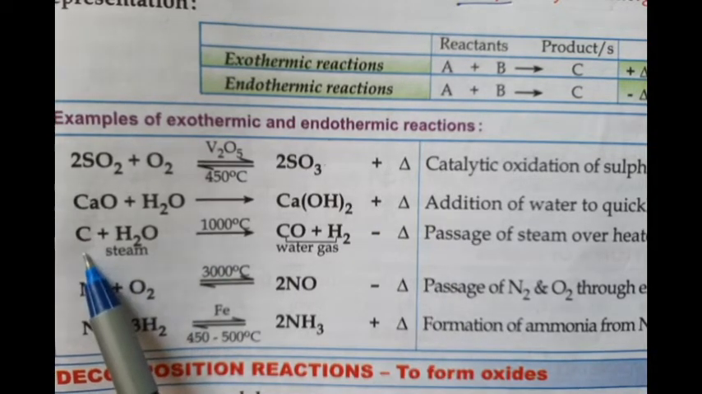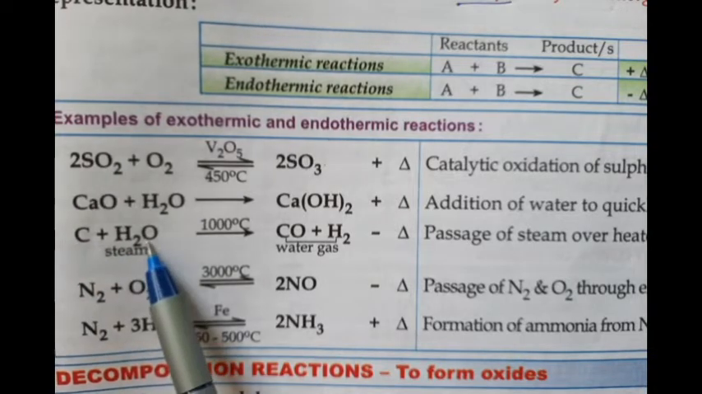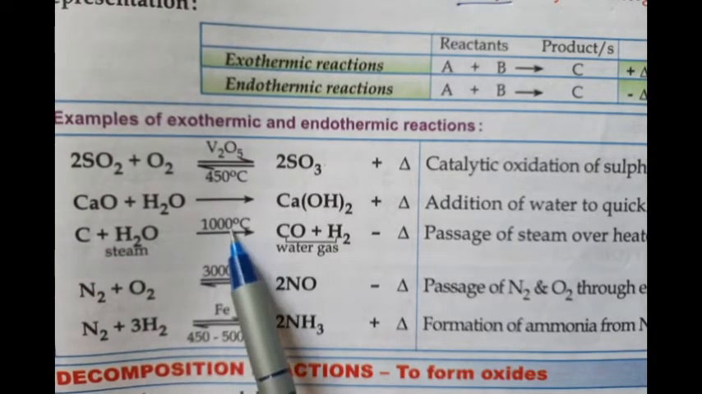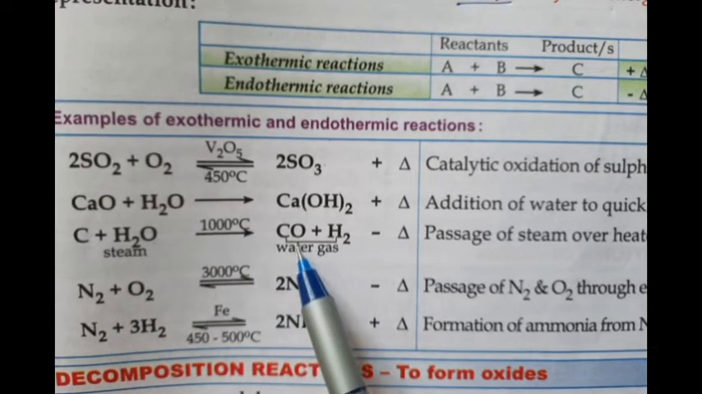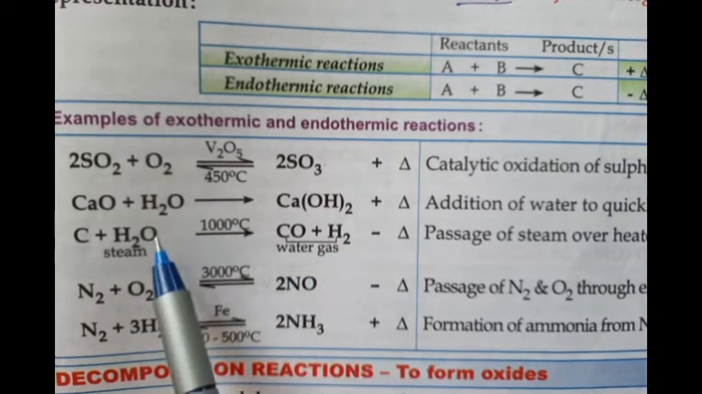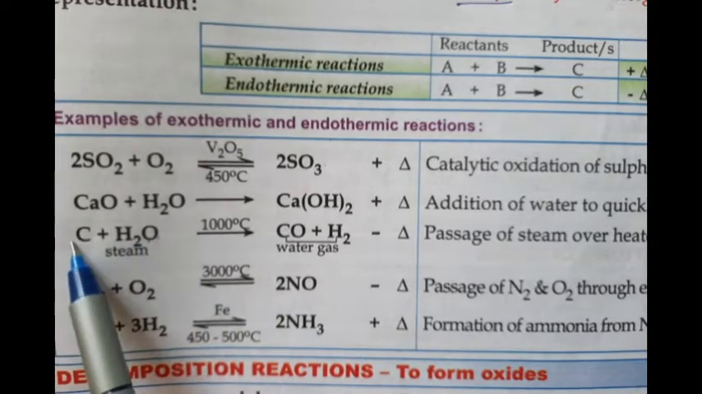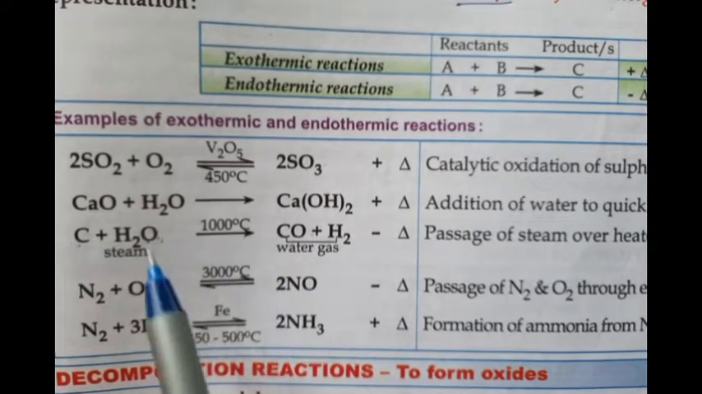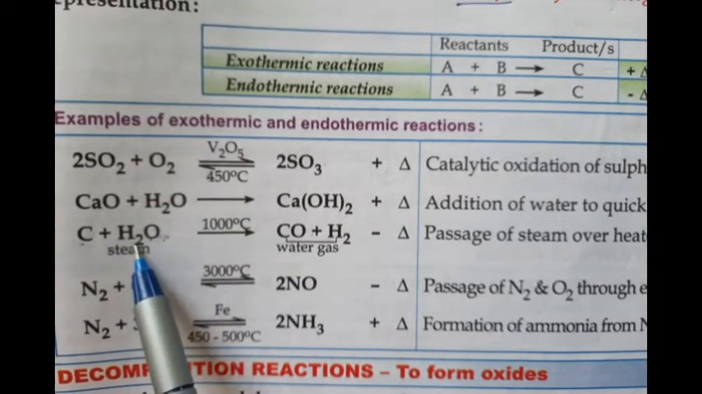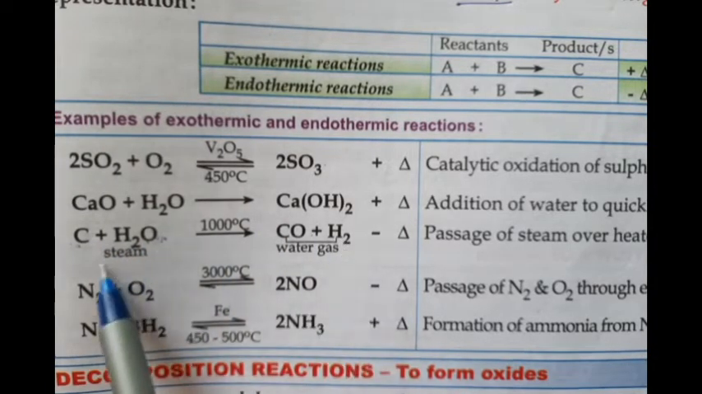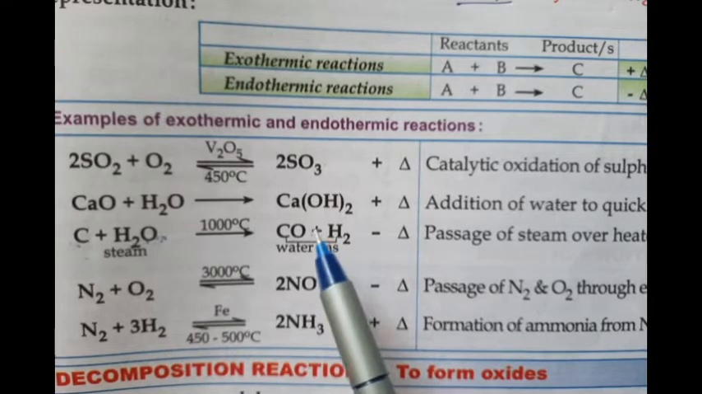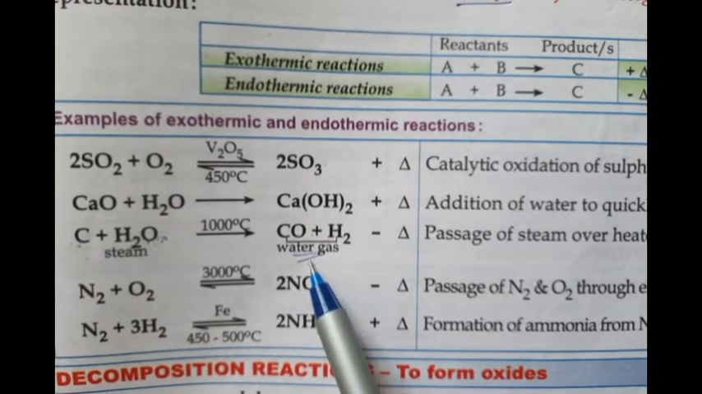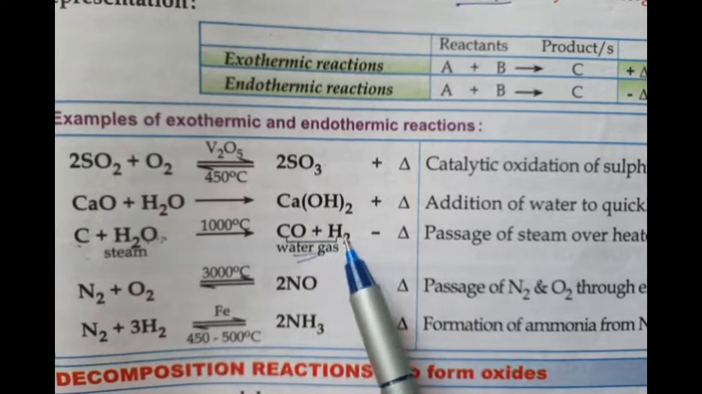Whereas when coke, that is carbon, reacts with steam at 1000 degrees Celsius, you get the mixture of carbon monoxide and hydrogen. Take this C here, take this O here. If you take this O here, you get CO. Then once you take this O here, what is left here? H2. So CO plus H2 you get, and the mixture of these two is called water gas. So do remember, water gas is a mixture of carbon monoxide and hydrogen gas.